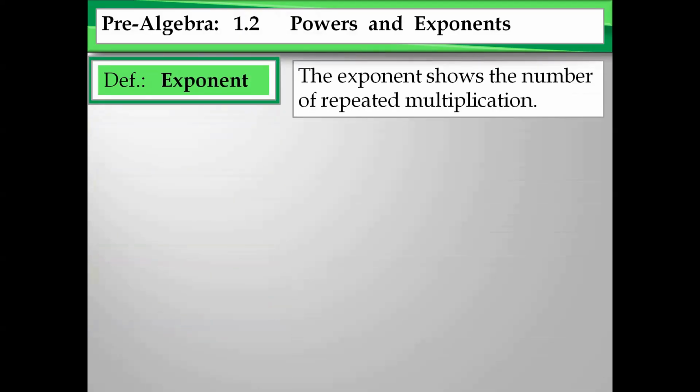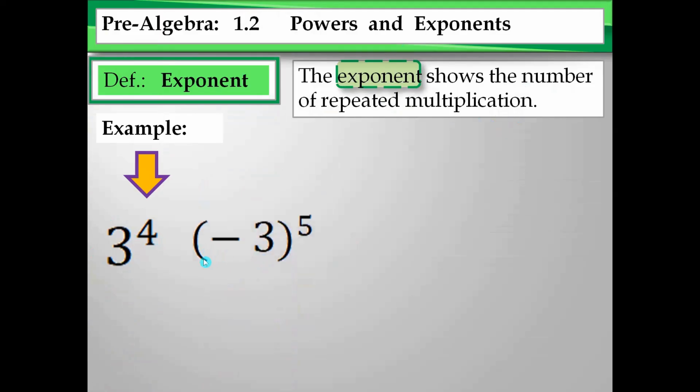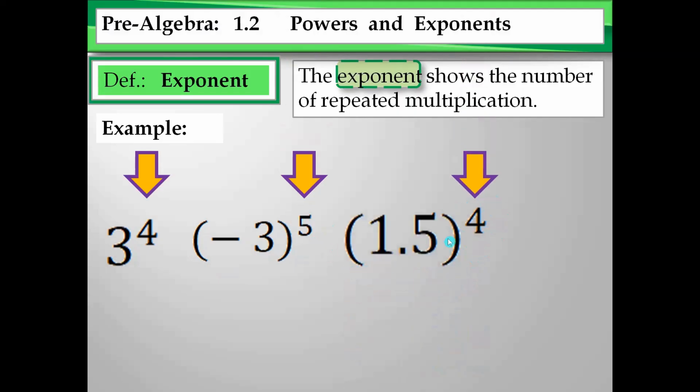Exponents! Definition. The exponent shows the number of repeated multiplications. For example, let's look at 3 to the power of 4 again. The superscript 4 here represents the exponent. In our second example, with negative 3 quantity to the 5th power, the superscript 5 represents our exponent. Similarly, the 4 in our next example is our exponent. And in our variable example, we have b to the power of x. x is our exponent. And that's some examples of exponents.